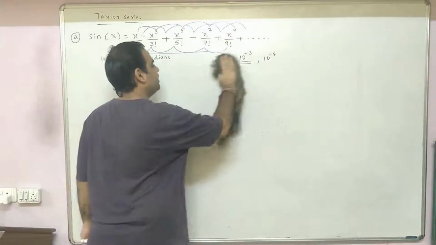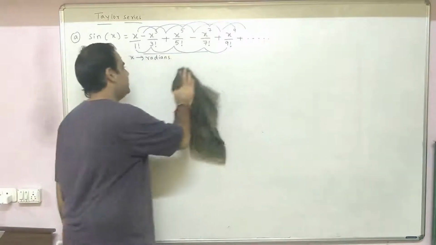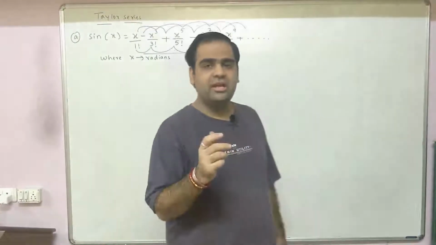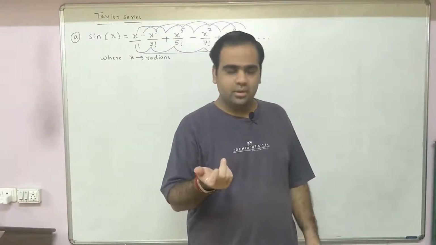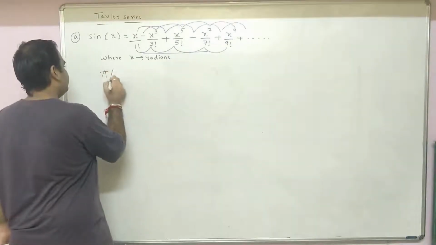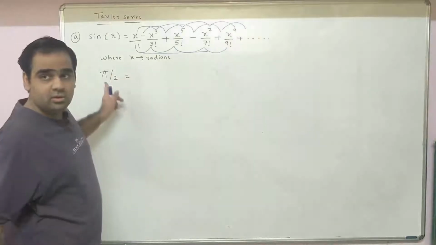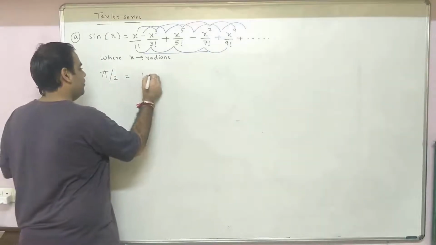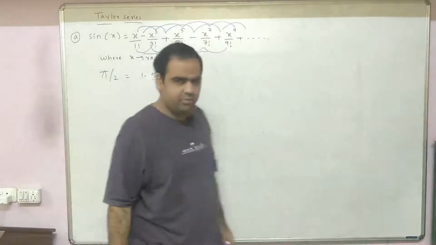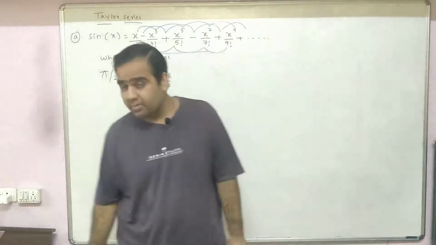Now let us take the error range as 10 to the power minus 3 and compute sine of pi by 2. And we know that sine of pi by 2 is 1. And what is the value of pi by 2? Pi is 3.142, divided by 2 is 1.578. Why have we taken only 3 decimal places? Because we need the answer accurate to 3 decimals.